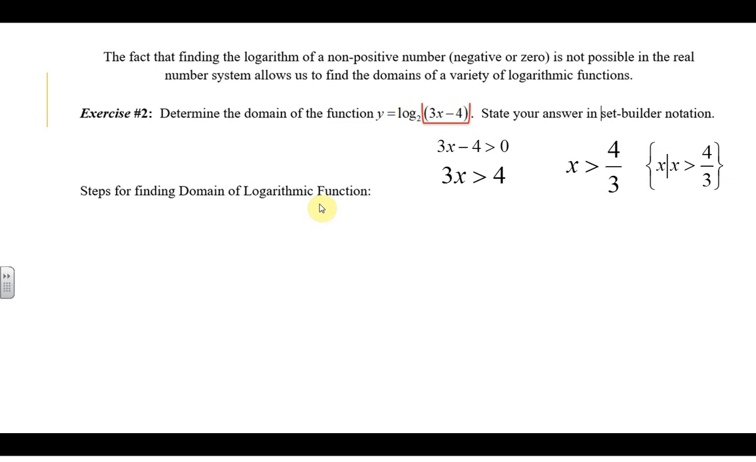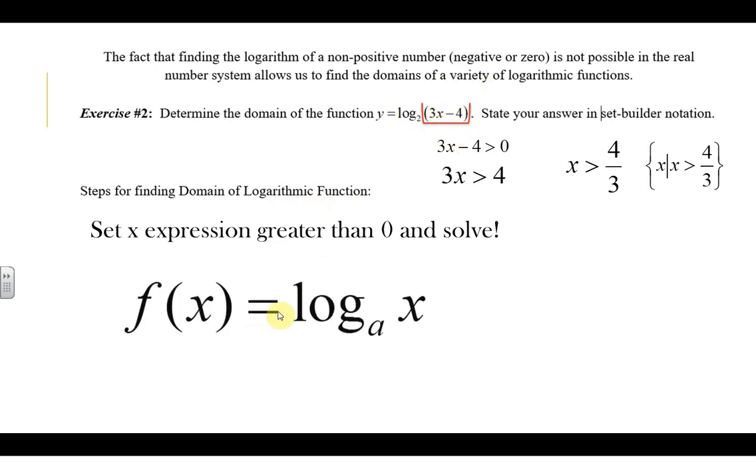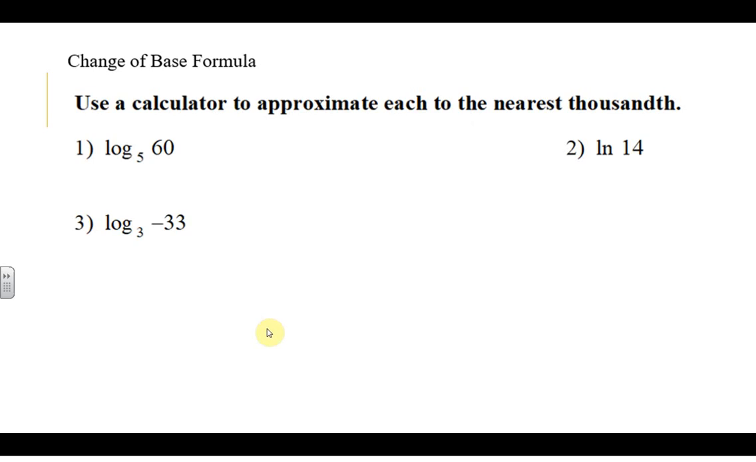So, steps for finding domain: set the x expression greater than 0 and solve. When we say x expression, we mean whatever's inside the parentheses. And solve. It's right there, that thing right there.